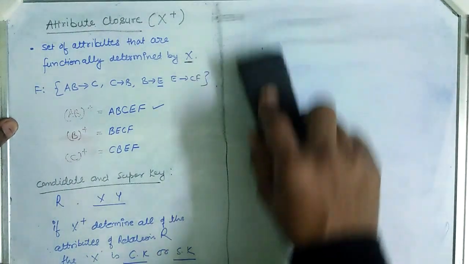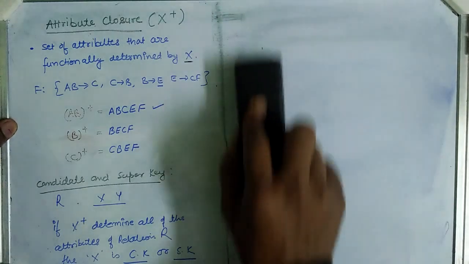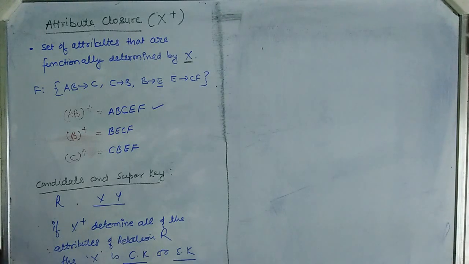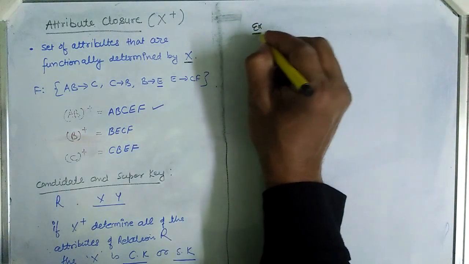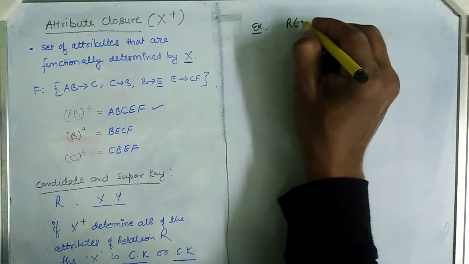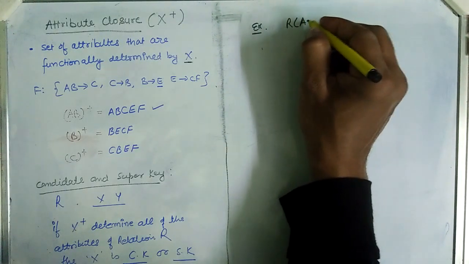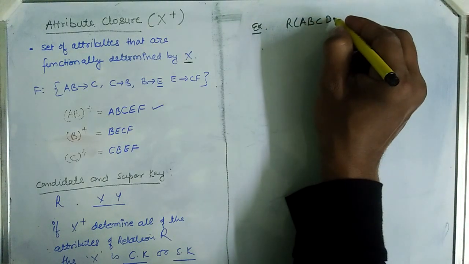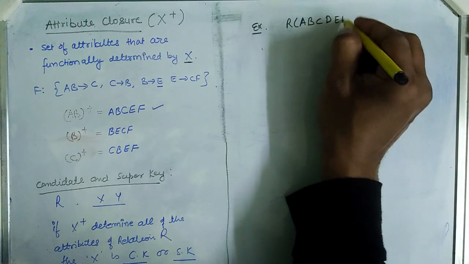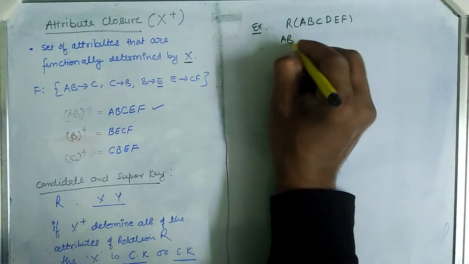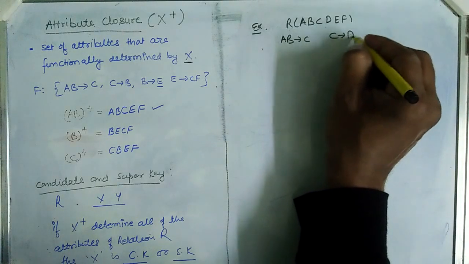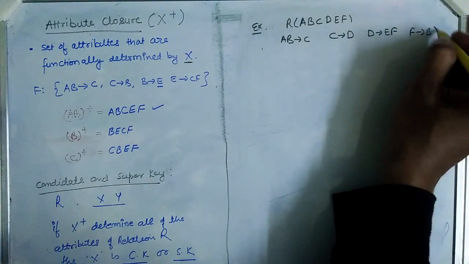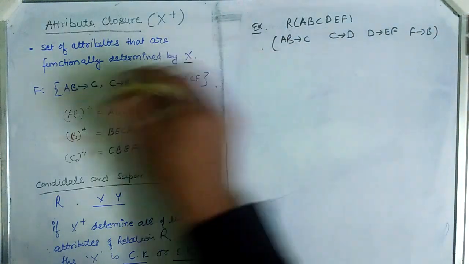So in various competitive examinations, there may be a question that asks to find out all the candidate keys possible in your relationship with the given set of functional dependencies. So let's assume that we have a relation R in which we have 6 attributes A, B, C, D, E and F with the functional dependencies AB tends to C, C tends to D, D tends to E and F, and F tends to B. So this is the set of functional dependencies given.